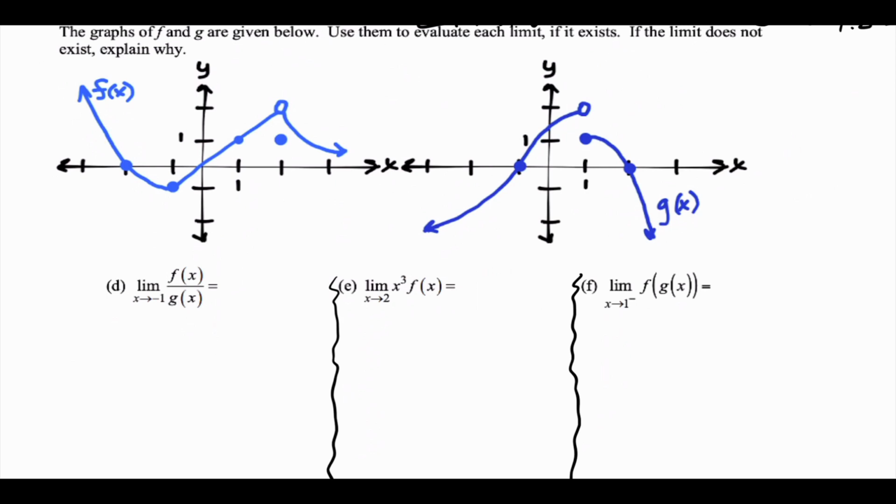Okay, so letter D is the division property, the quotient property. We have to find the limit as x approaches -1 for f, which looks like -1. And then the limit as x approaches -1 for g looks like 0, right? So the limit does not exist, because we have a non-zero over a 0.